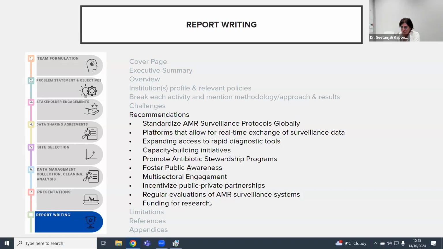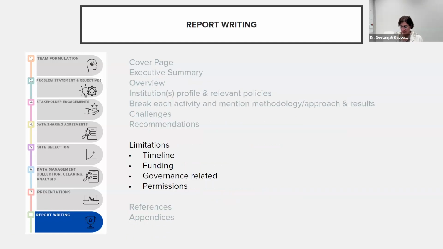So we now move to our next slide, which is about limitations. As I mentioned earlier, limitations are not the same as challenges. It's basically, what were the rate limiting factors in your study? One could have been the timeline, that it was too short. COVID came, maybe a pandemic came and our study got impacted. We could not collect data. So that was a limitation.